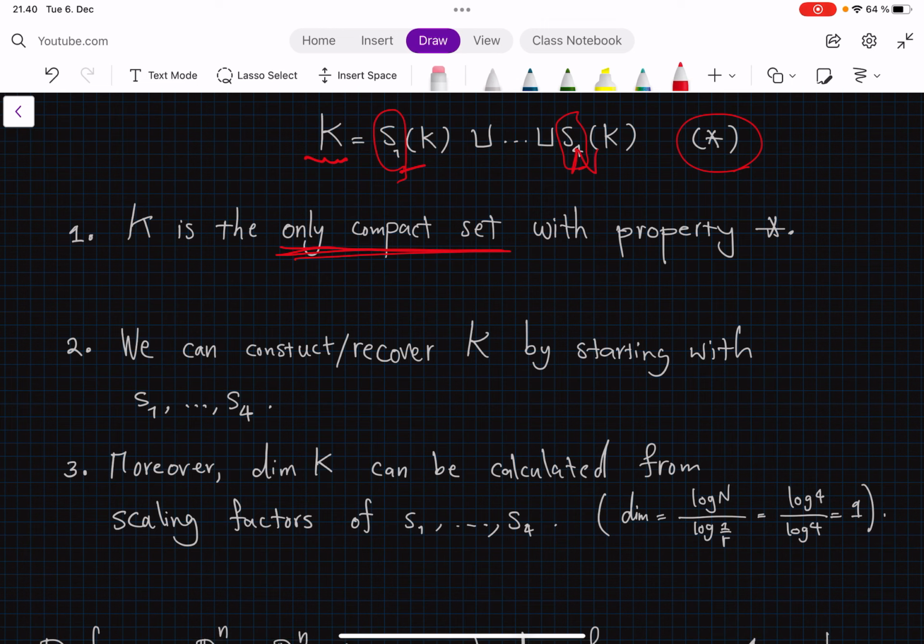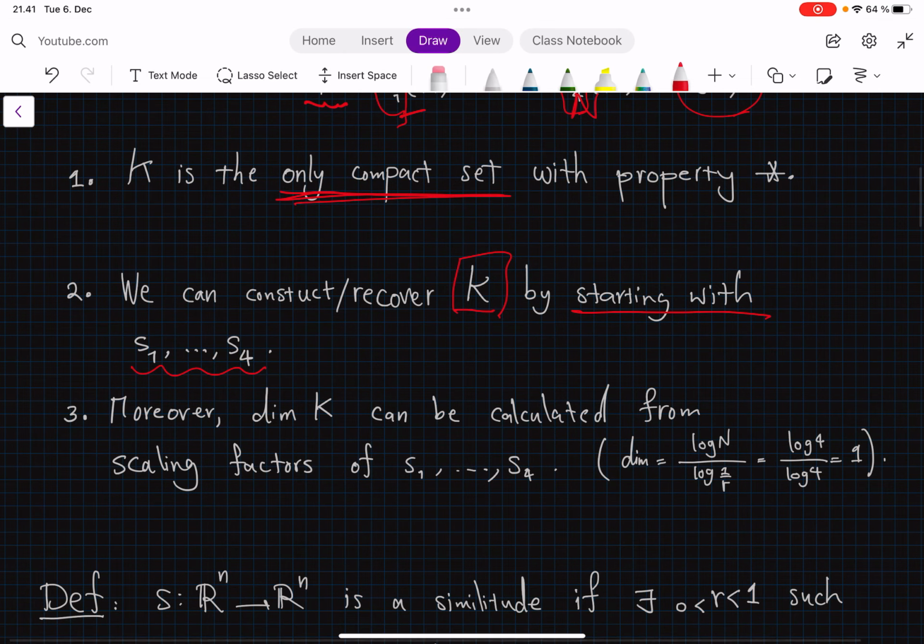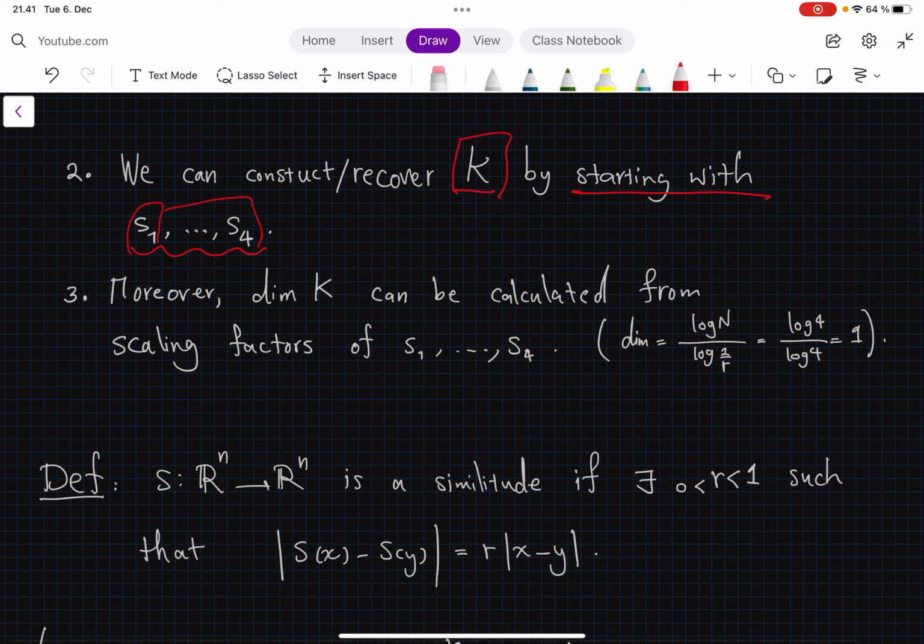We will see that you don't need to know K beforehand. In fact, you can start with these scalings, any number of them, not necessarily 4, and then there is a way to construct and reach this set K through some iterative operations. And since K is determined by these maps S1 to Sn, we must also be able to recover the dimension of the set. And indeed, there is some very explicit formula that we will see.